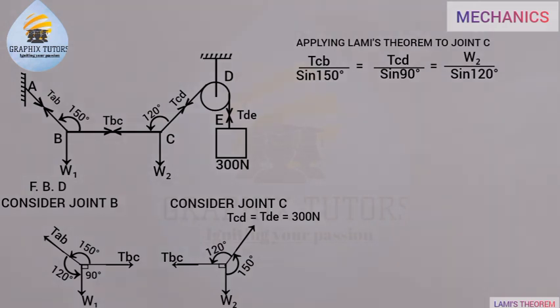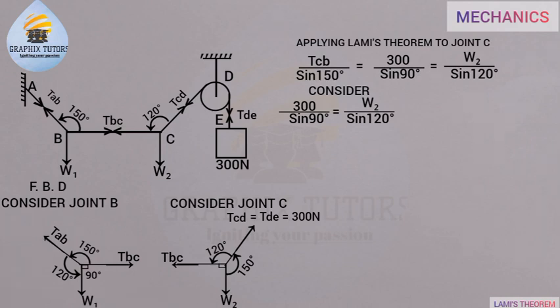Now if you look at this, we know that our TDC is given as 300. So I'll write it down there. Now we will consider TDC over sine 90 equals W2 over sine 120. We'll consider every one of them. We cannot consider TCB over sine 150 equals TDC over sine 90 because of what?